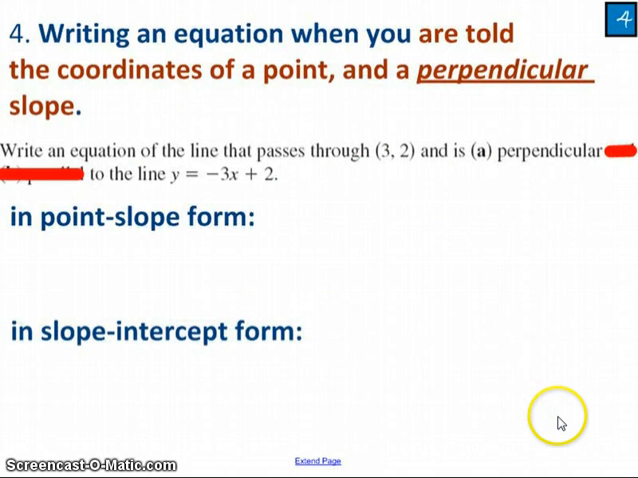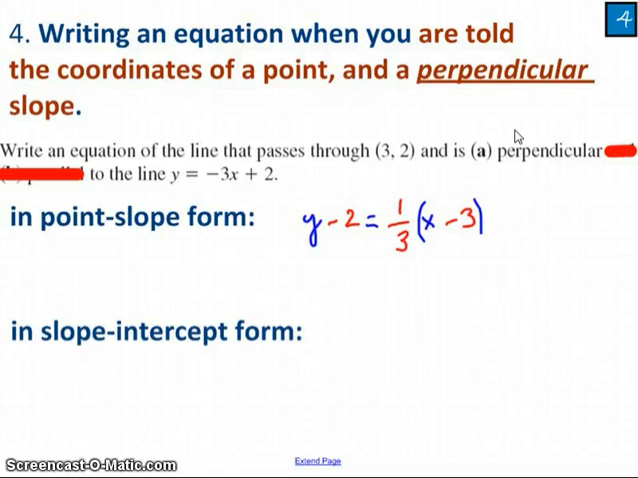Okay, stage 4 in the progress through this chapter. You've got to be able to work with situations where I give you a point and I tell you that your line goes through that point, but it's perpendicular to this line. Well, remember, we talked about this briefly in the past. A perpendicular slope is the negative reciprocal of what you had.